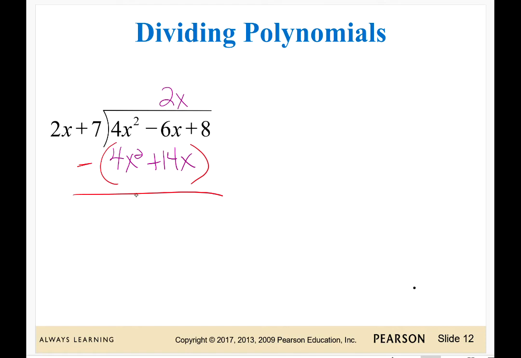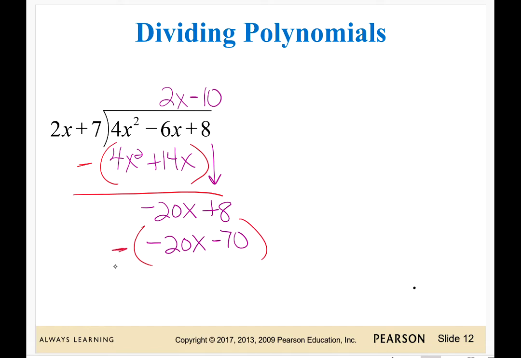And that gives me that 4x squareds will subtract, which is fine. Negative 6x minus 14x would give me negative 20x. And then we're going to bring down the plus 8. Right, and then do this again. 2x times what would give me negative 20x? So that would be negative 10, right? Negative 10 times 2x gives me the negative 20x. And then negative 10 times 7 is negative 70.